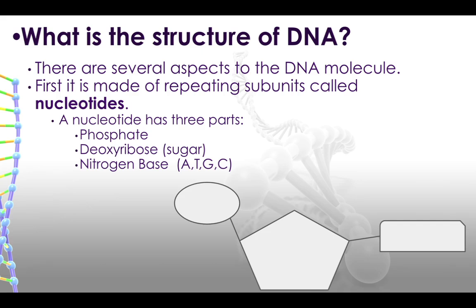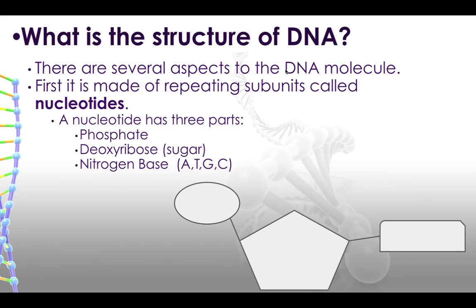So putting all of that together, what is the actual structure of DNA? Well, there are several different aspects to the molecule of DNA, but first and foremost, it's made up of repeating subunits called nucleotides. We studied this back in first quarter when we looked at the macromolecules model that we had. And so a nucleotide itself is made up of repeating parts. And so in order for a nucleotide to function, it has to have three components.